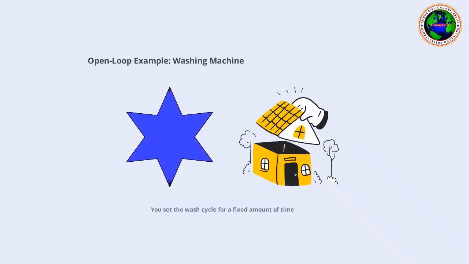You set the wash cycle for a fixed amount of time, and the machine completes the process regardless of how clean the clothes actually are. There's no sensor to check if the dirt is gone or if more washing is needed. The machine simply follows the preset instructions, making it a perfect illustration of open-loop control.